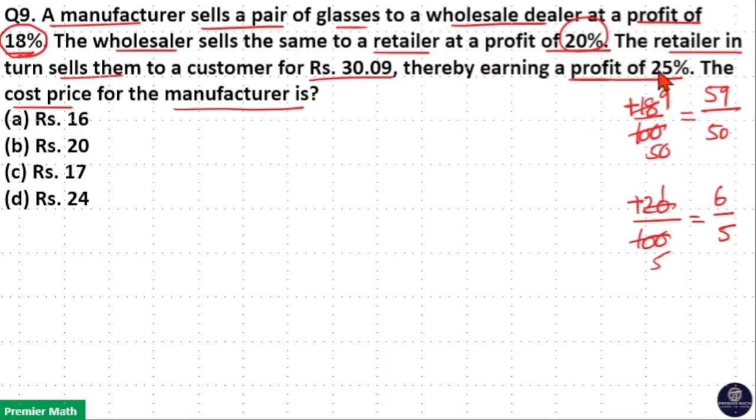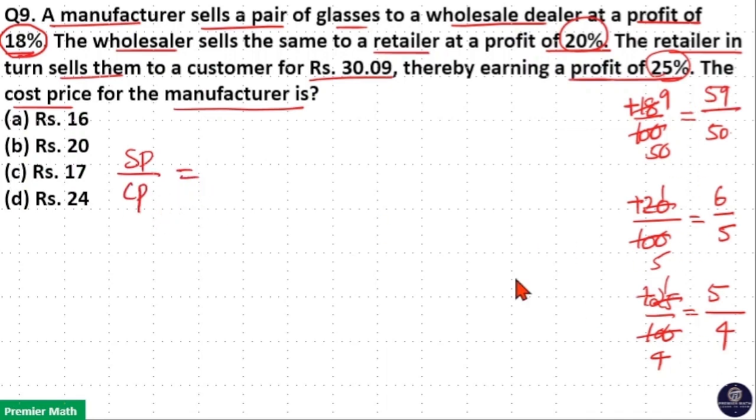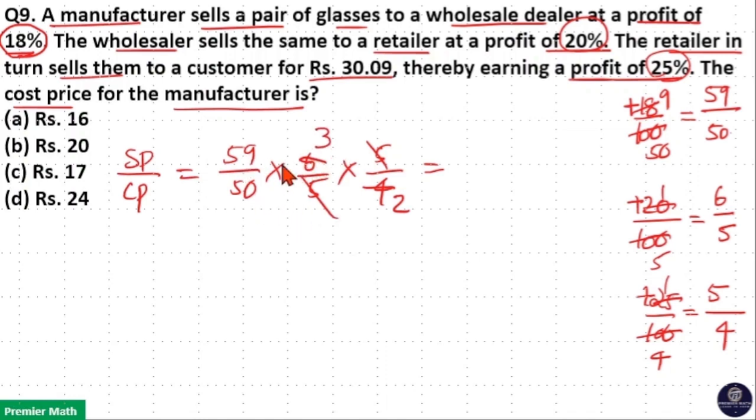Again next profit is 25%. So plus 25 by 100 means 25 goes 4 times in 100. So plus 1 by 4 means if 4 parts is the cost price, then 4 plus 1, 5 parts is the sell price. Now take the ratio of sell price by cost price, which is equal to multiplying all these together, that is 59 by 50 into 6 by 5 into 5 by 4. Now 5 and 5 cancel, 2 goes 2 times in 4, 2 goes 3 times in 6. Now 59 into 3 is 177. So 177 divided by 50 into 2, 100.